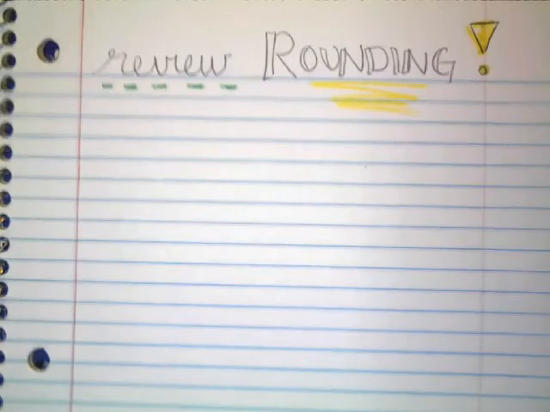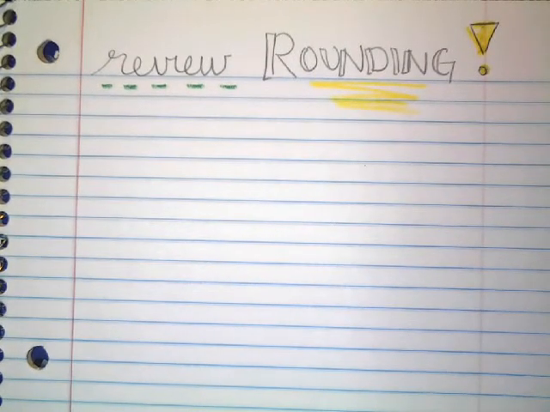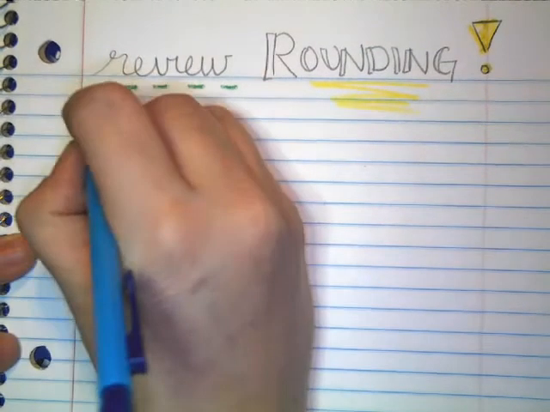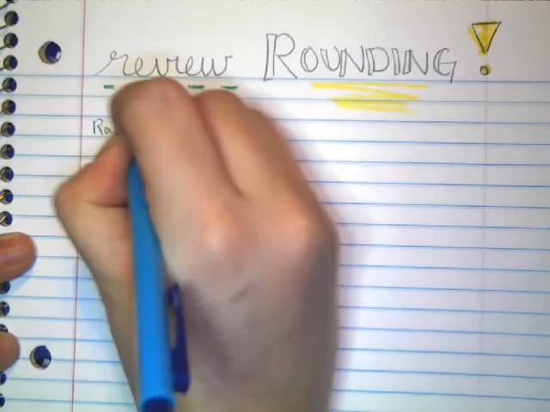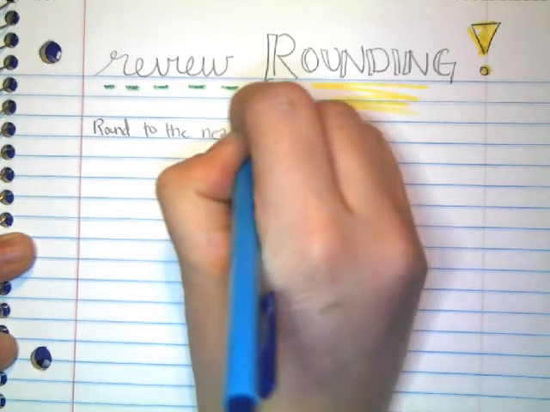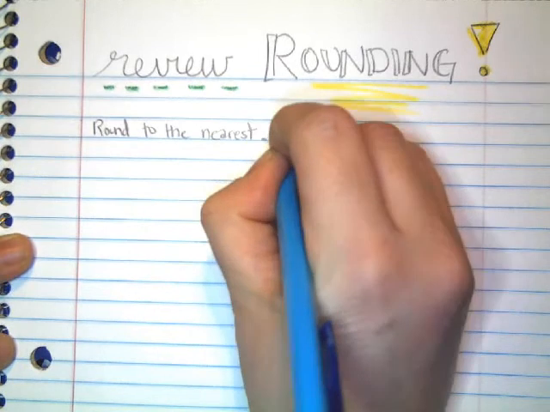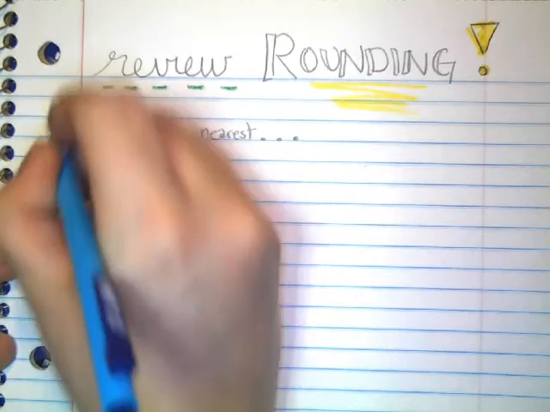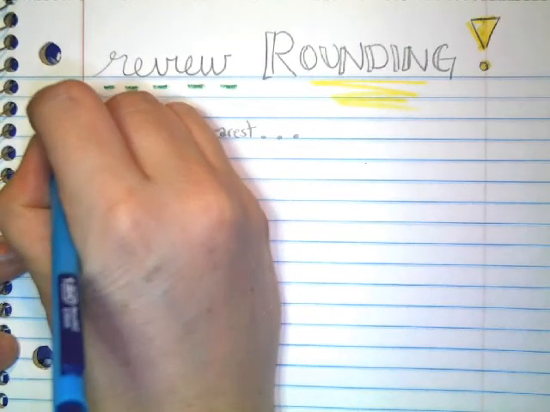Welcome back. We're still on lesson 4.11 and we almost got off the hook of this, but we are going to review rounding really quickly. I want you to write "round to the nearest..." and put a little star in front of it.